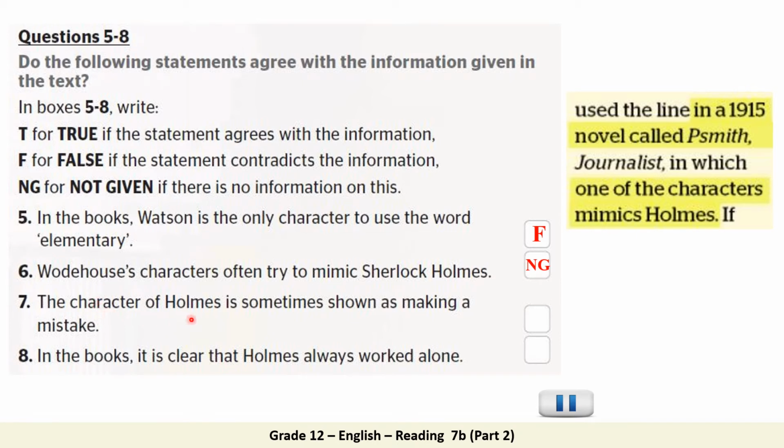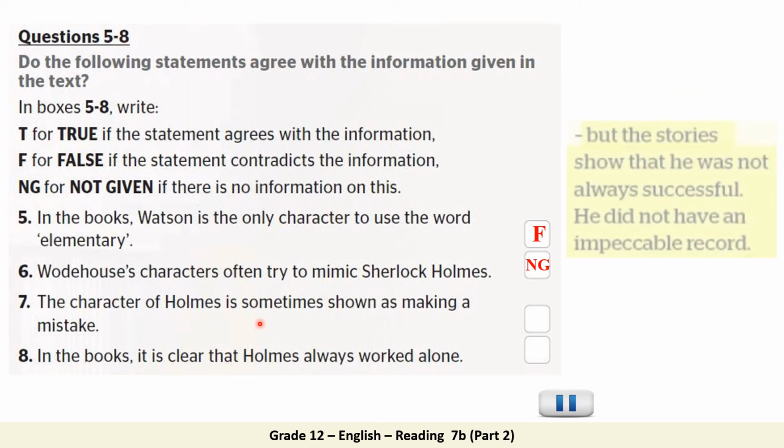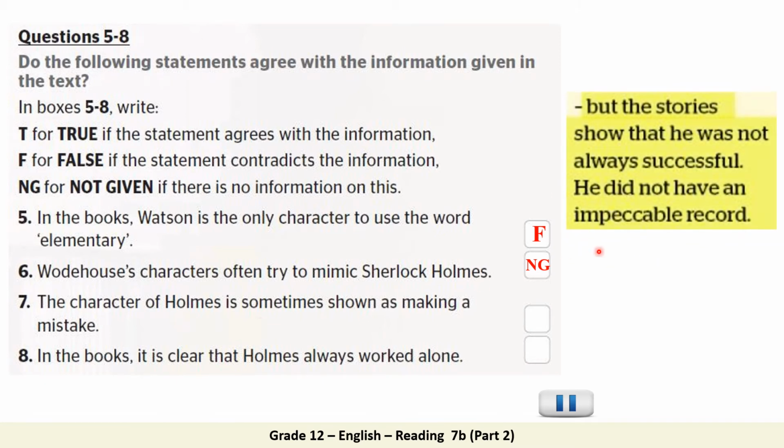The character of Holmes is sometimes shown as making a mistake. What do you think? The stories show that he was not always successful, and this means that Holmes sometimes made mistakes, and this makes sentence 7 true.